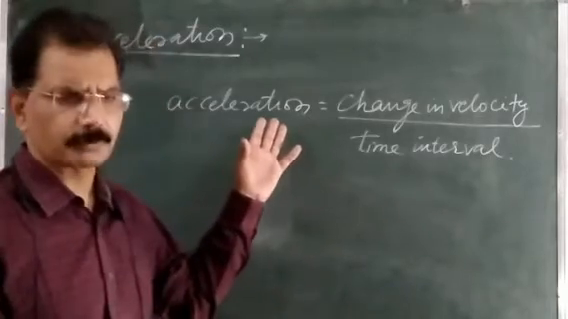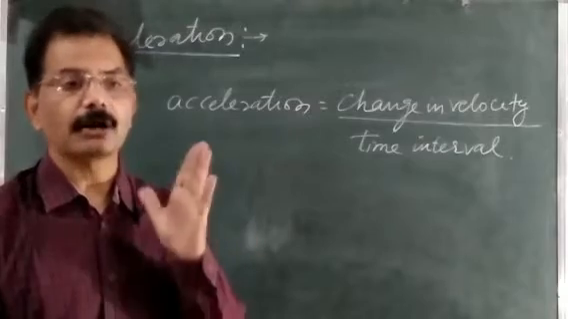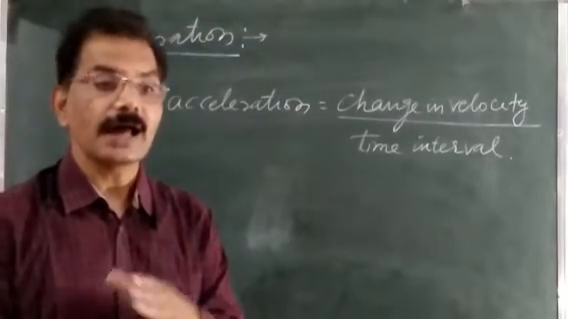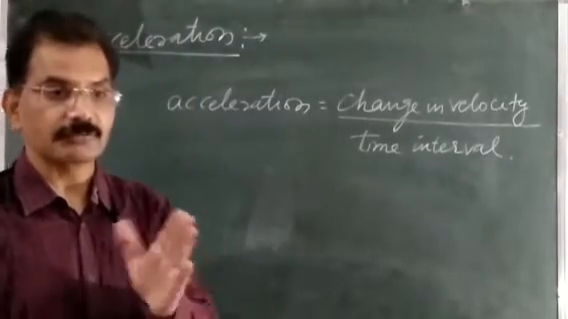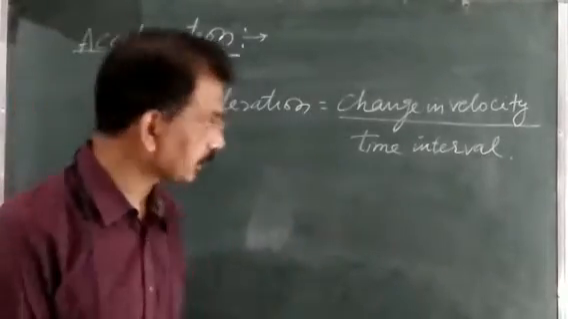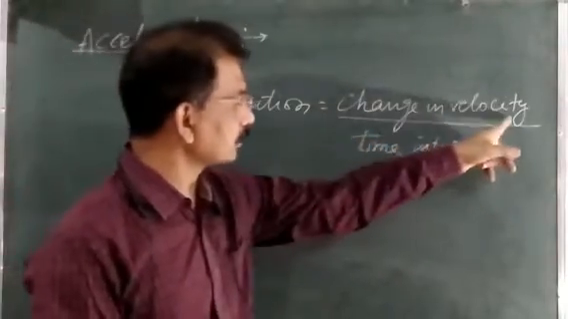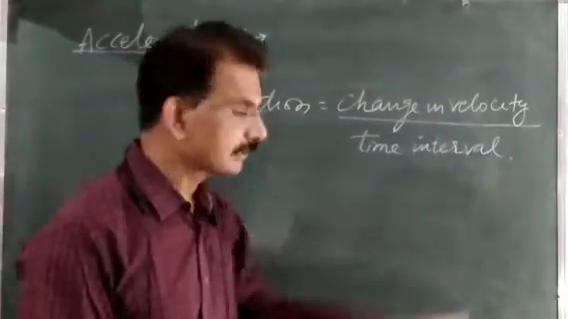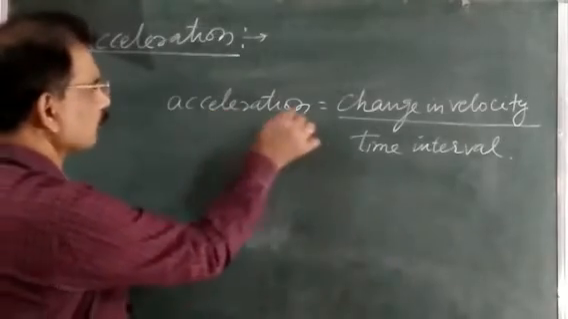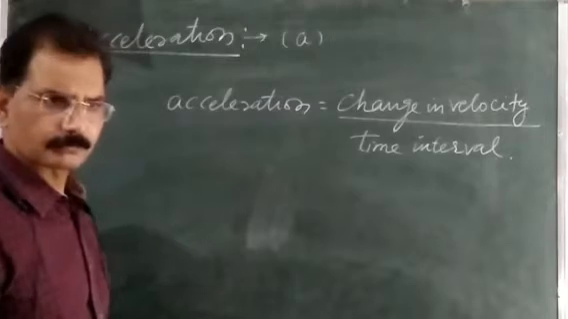I hope all of you know the definition of acceleration. The rate of change of velocity is called acceleration, or the change in velocity in a unit interval of time is called acceleration. You can write: acceleration is equal to change in velocity upon time interval. Generally, we use the notation a for acceleration.